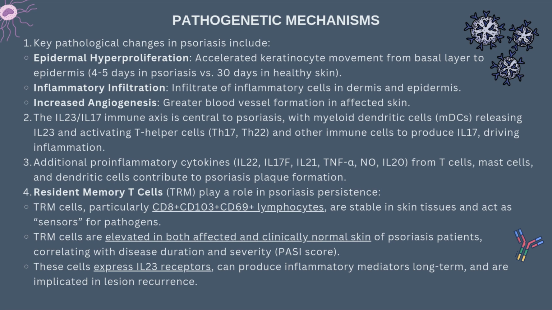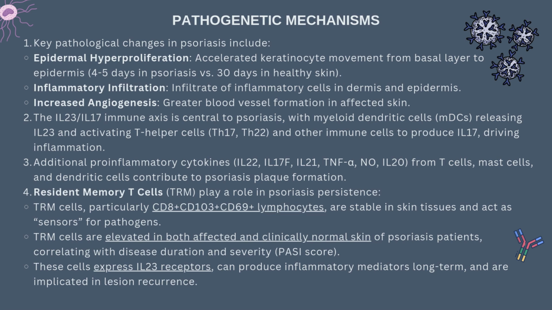The IL-23/IL-17 immune axis is central to psoriasis, with myeloid dendritic cells, MDCs, releasing IL-23 and activating T helper cells, Th17, Th22, and other immune cells to produce IL-17, driving inflammation. Additional pro-inflammatory cytokines, IL-22, IL-17F, IL-21, TNF-alpha, NO, IL-20, from T cells, mast cells, and dendritic cells contribute to psoriasis plaque formation.